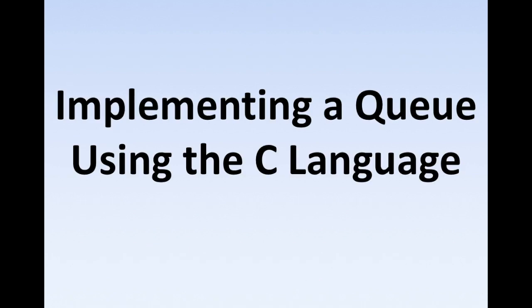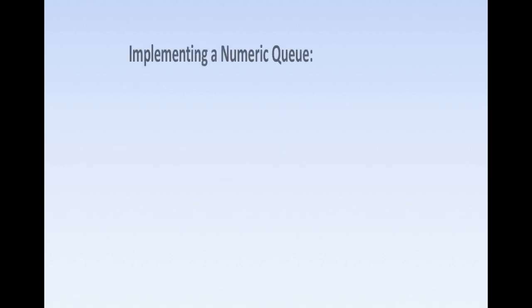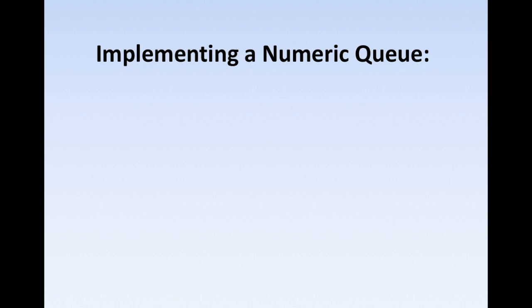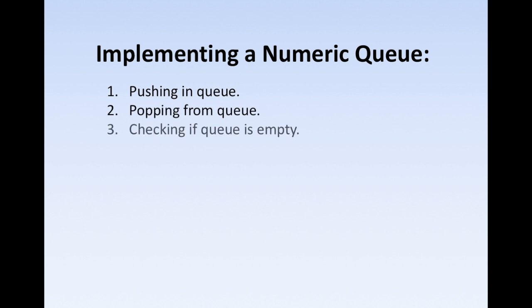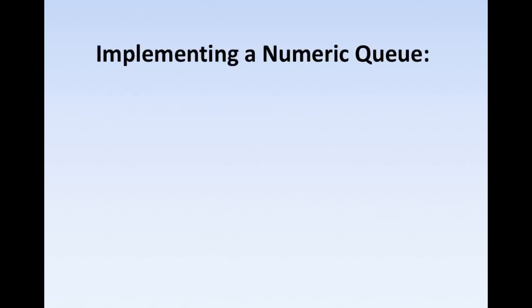So this was an overview of how a queue works. Now let's see how to implement it using the C language. We'll do an implementation of a numeric queue the same way we did with stacks. We're going to look at pushing an element in a queue, popping from a queue, checking if the queue is empty, and printing all elements in a queue.